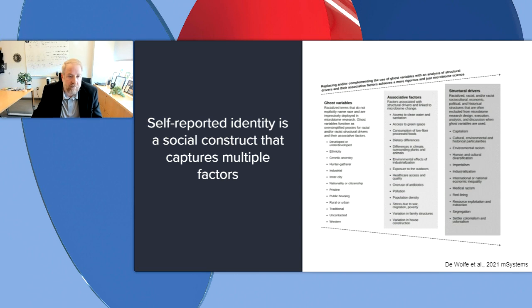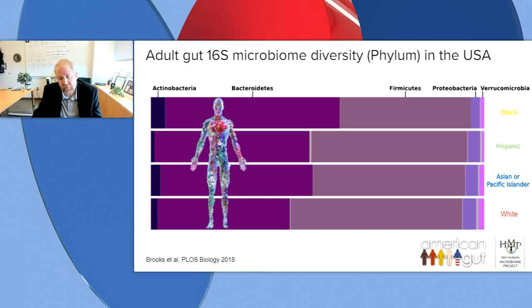Now, self-reported identity, such as ethnicity and race, are large social constructs. They've often been referred to as ghost variables because they hide a lot of the detail underneath the hood, as we were just talking about. And so it's important to remember that these are very complex social terms with different forces affecting each individual and populations.